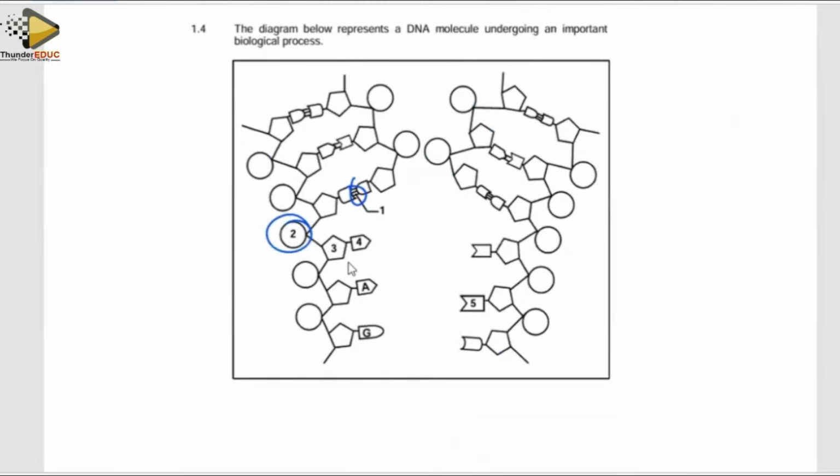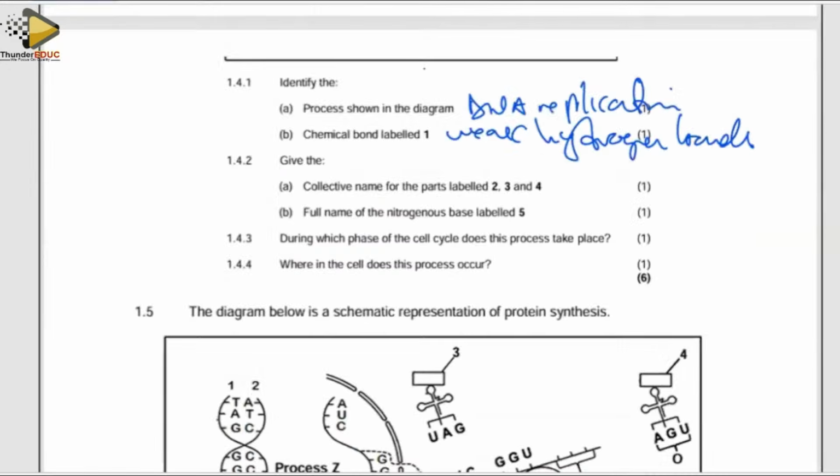2, 3, 4. So the answer here is going to be the collective name. They are looking for the collective name. So the collective name is going to be the nucleotide.